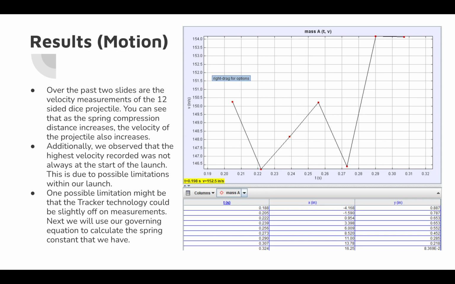154.5 inches per second. Over the past 2 slides, we saw the measurements of the 12-sided dice projectile. You can see that as the spring compression distance increases, the velocity tends to also increase. Additionally, we observed that the highest velocity was not always at the start of the launch. This was due to possible limitations and error within our launch. One possible limitation we found might be that Tracker technology could be slightly off on measurements. Next, we will use our governing equation to calculate the spring constant that we have.